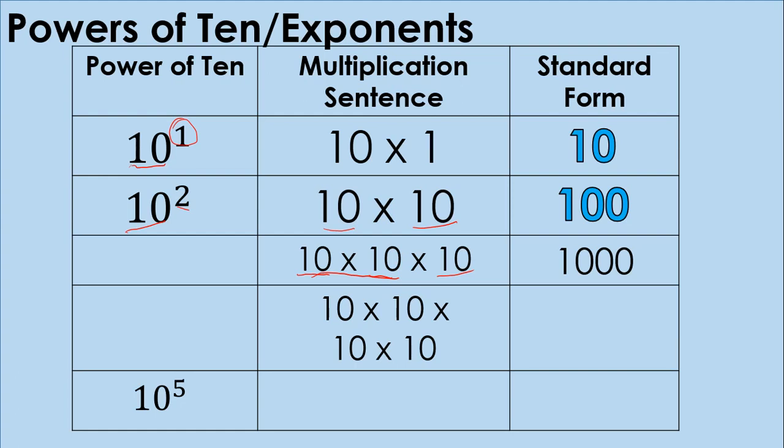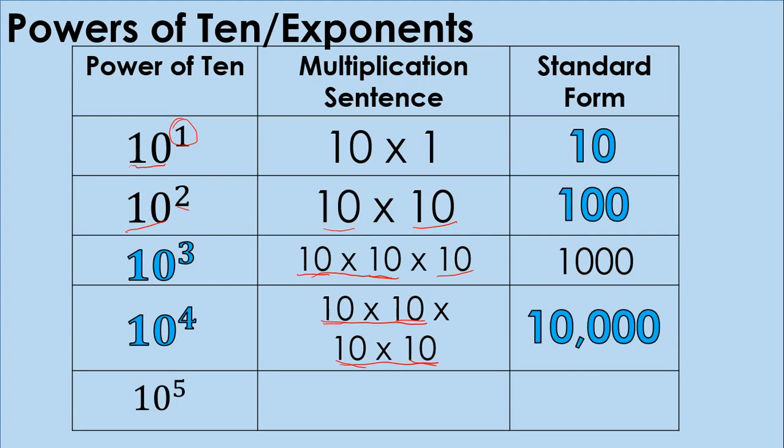That's where we get 1,000 in standard form. And we're multiplying 10 three times. So our power of 10 would be 10 to the power of 3. In the next one, we see that we're multiplying 10 1, 2, 3, 4 times. So our power of 10 is going to be 10 to the power of 4. We see here that 10 times 10 is 100, and 10 times 10 is 100. So 100 times 100 is 10,000.